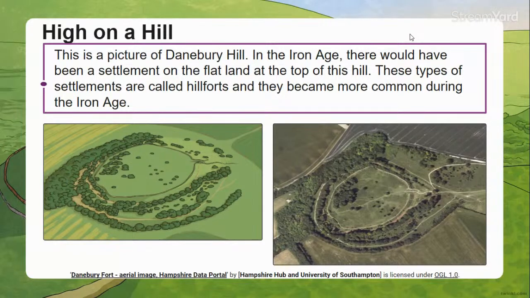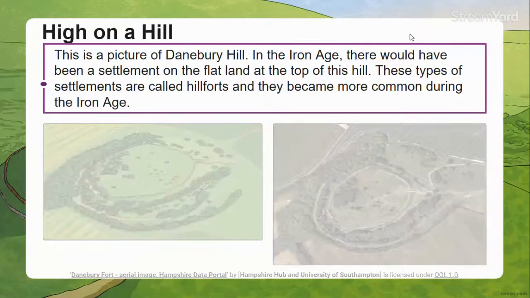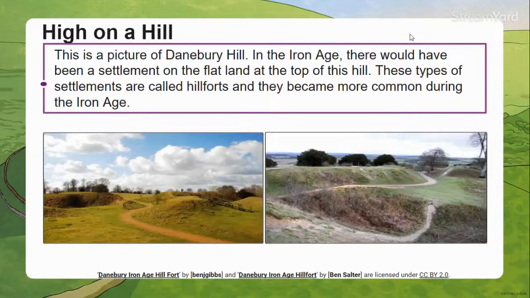And so this settlement at the top of a hill on a bit of flat land, we call them Hillforts, and they become far more common in the Iron Age. So you can see, you know, there's a path through the hill.